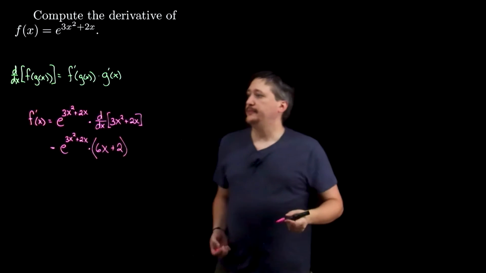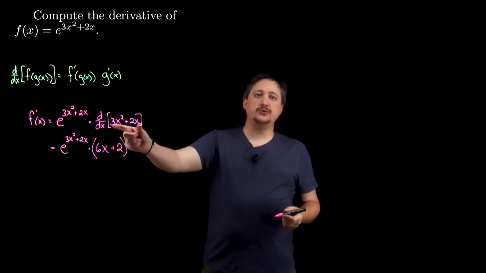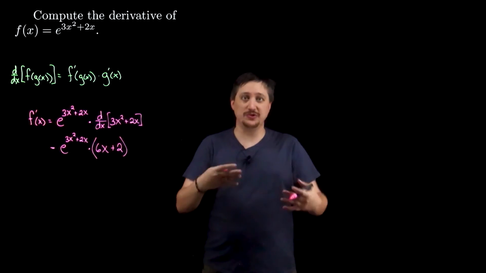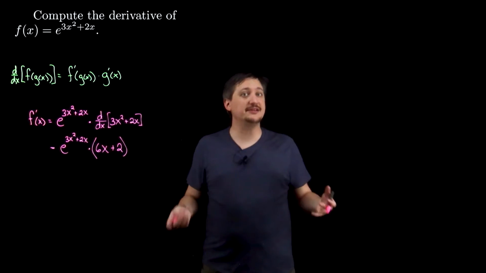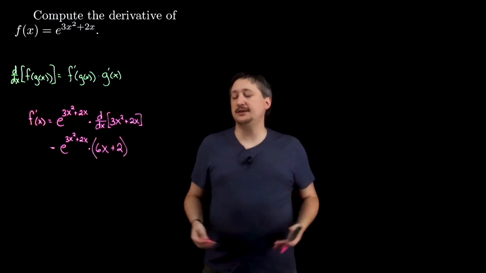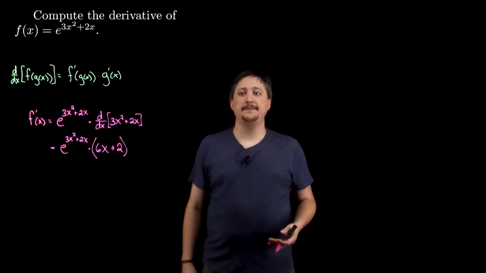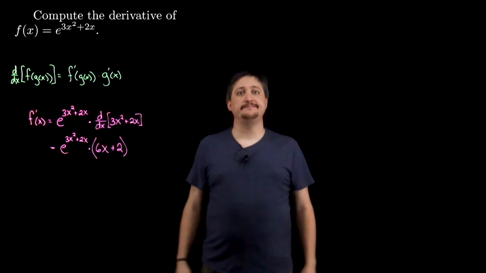And that's it, right? So again, there's no inside function in the inner function. I don't have to worry about multiple chain rules, which is a thing that can happen, but I don't have to worry about it here. So this is it. This is everything, okay? So that's that.